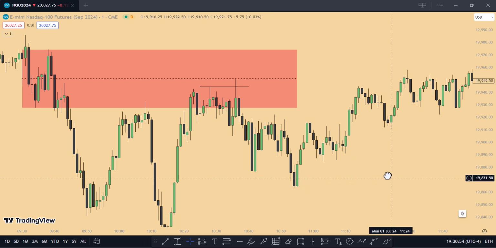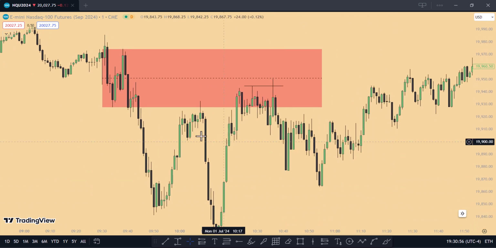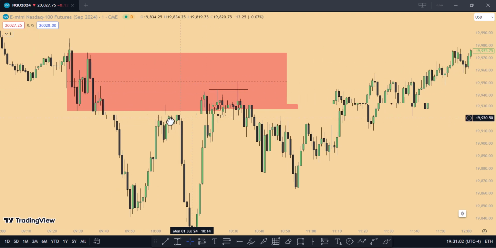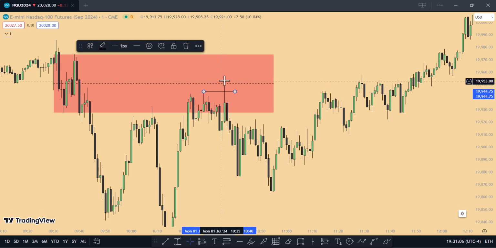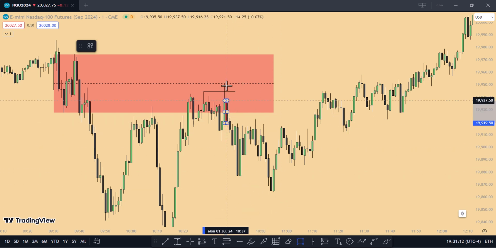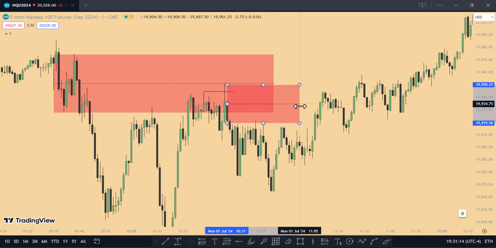This is also visible on the 1 minute time frame, which looks better. That 5 minute fractal is actually a 1 minute zone. So we swept the high right here, as you can see, and then we immediately traded to the downside. So now we have this zone right here.